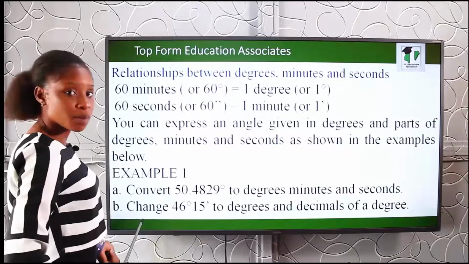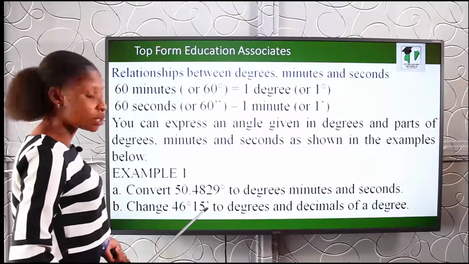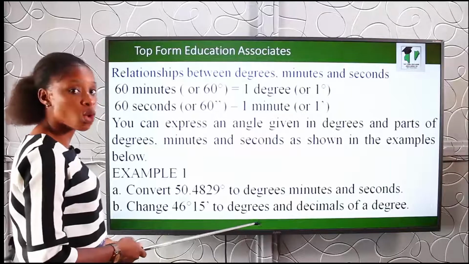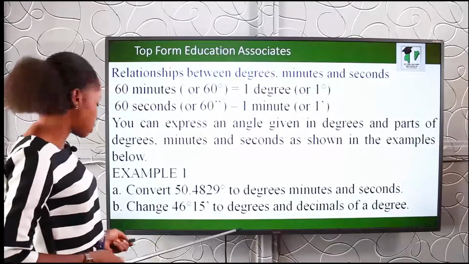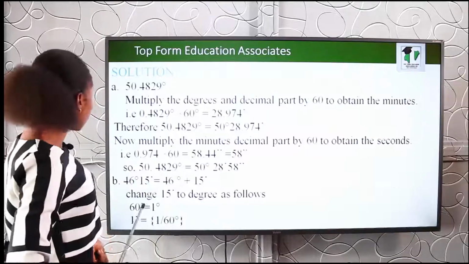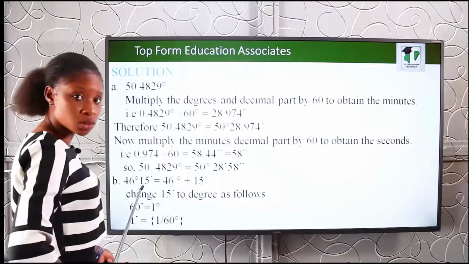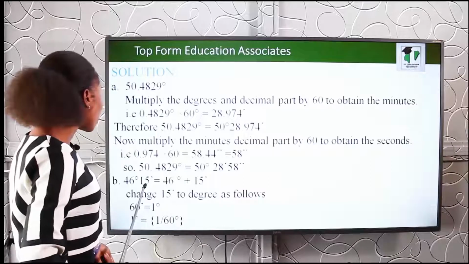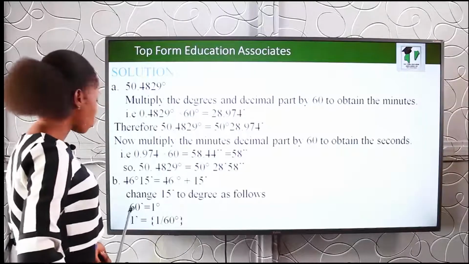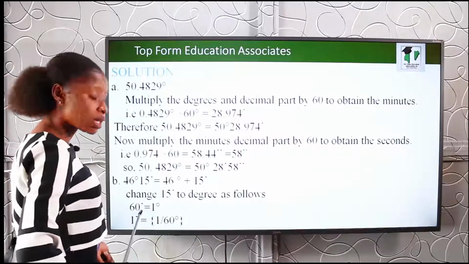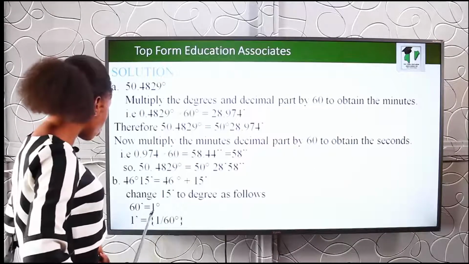Now, our second example. In our second example, we're asked to change 46 degrees, 15 minutes to degrees and decimals of a degree. To convert it, we first of all change 15 minutes to degrees. We all know that 60 minutes is equal to 1 degree.